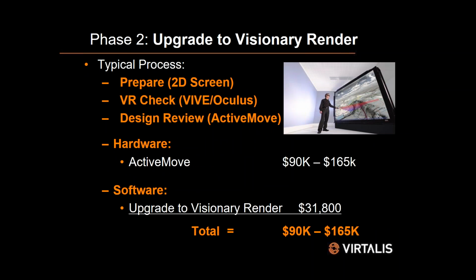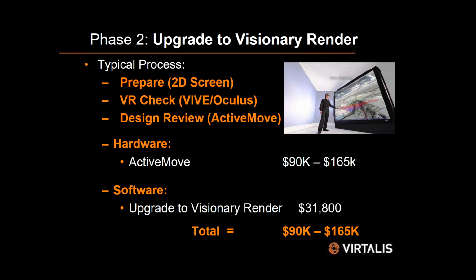Phase 2 brings about a new process. The typical process goes that you purchase the upgrade, which is Visionary Render, about $32,000, and then you can start to really implement this process. Usually there's an engineer at their desk working in Visionary Render on a 2D screen, doing their edits, creating their animations, putting in their dynamic sections and notes, and almost creating a PowerPoint-type style for the design review they're preparing.